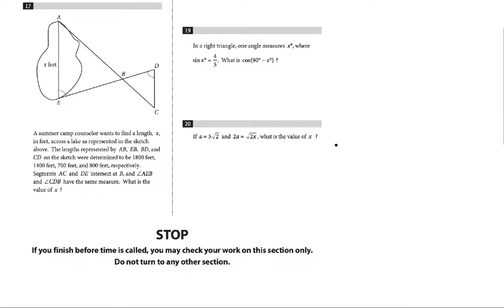A summer camp counselor wants to find the length of x in feet across the lake represented in the sketch above. The lengths represented are AB, EB, BD, and CD on the sketch were determined to be 1,800 feet, 1,400 feet, 700, and 800 feet respectively. They intersect at point B. They show you these two angles are the same measure. What's the value of x?